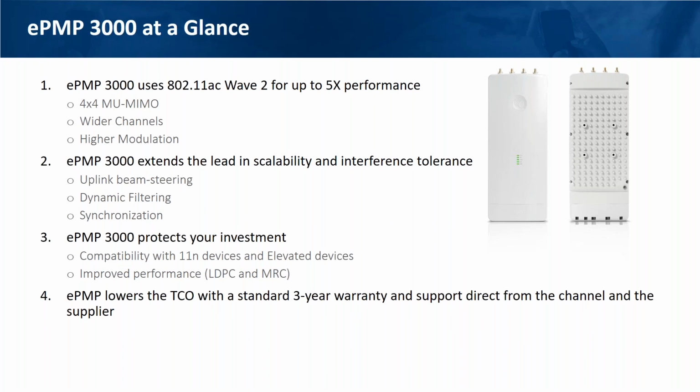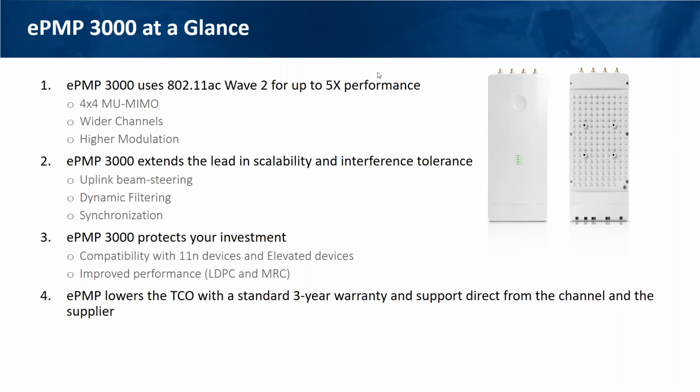It's also important the 3000 does what we call investment protection. And this really comes from both forwards and backwards compatibility. It means that the ePMP 3000 can talk to an 11n subscriber module.